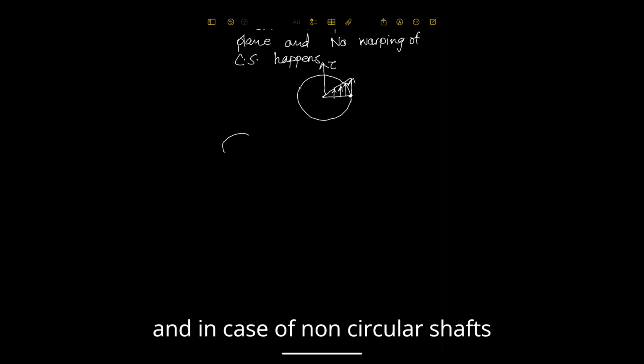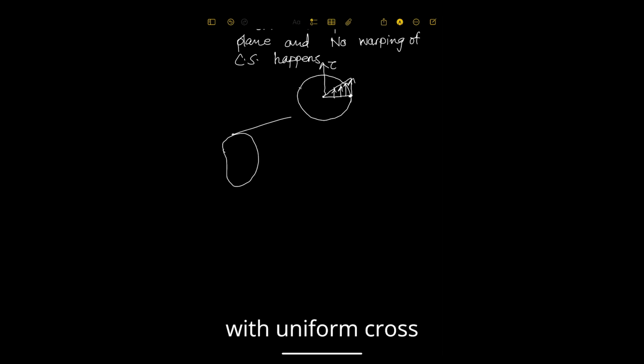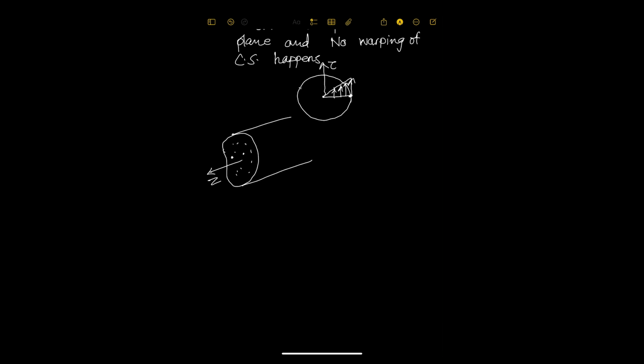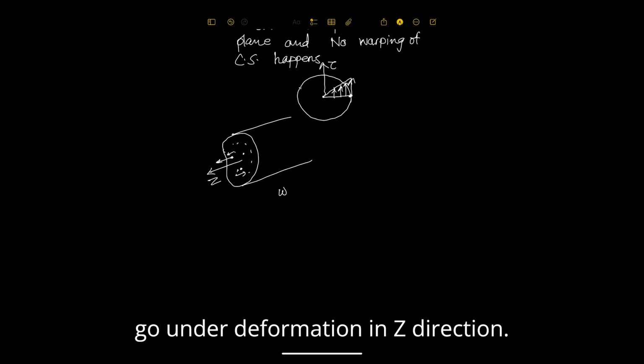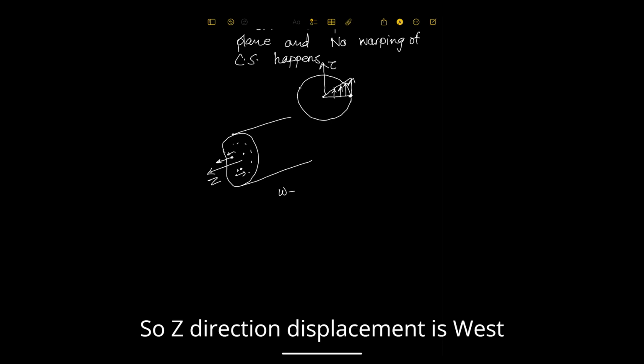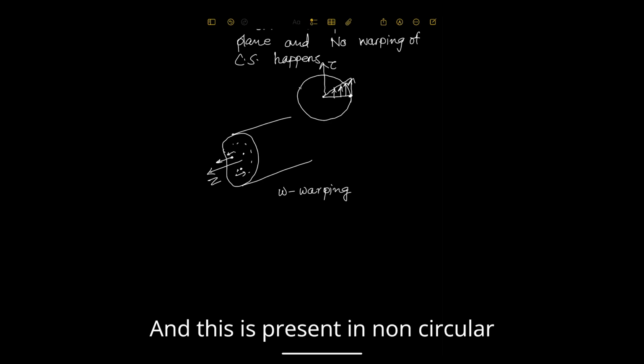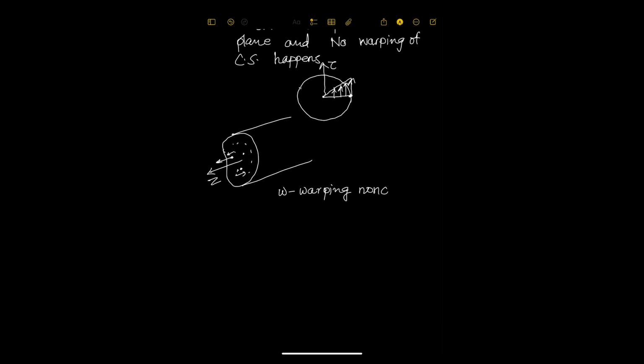And in case of non-circular shafts with uniform cross section along the length, what happens is that there will be warping. That means some points in the cross sections will go under deformation in z direction. So z direction displacement is W, which is warping, and this is present in non-circular shafts.